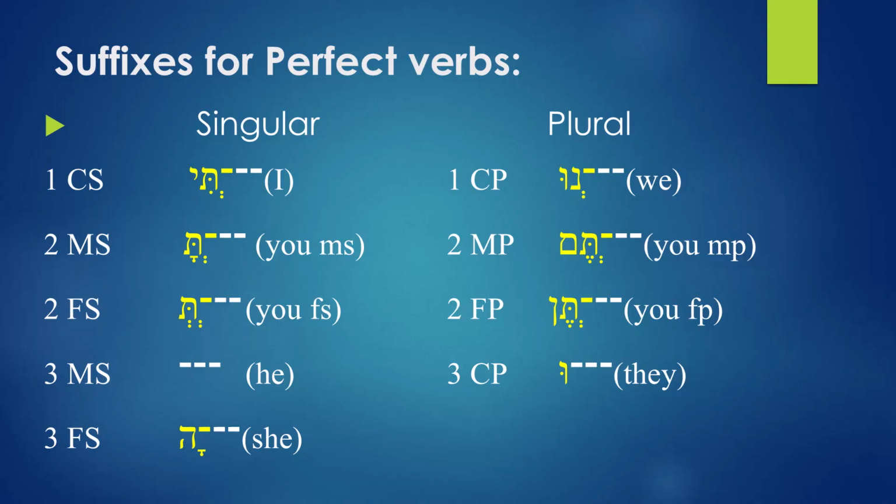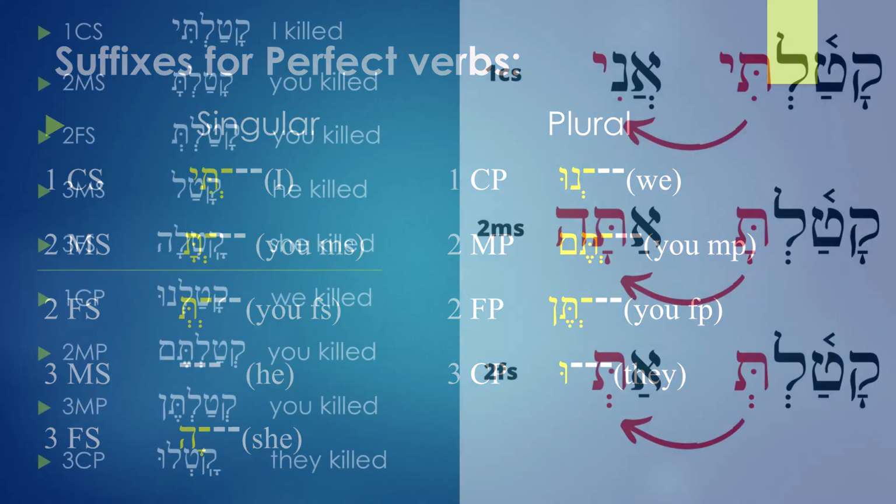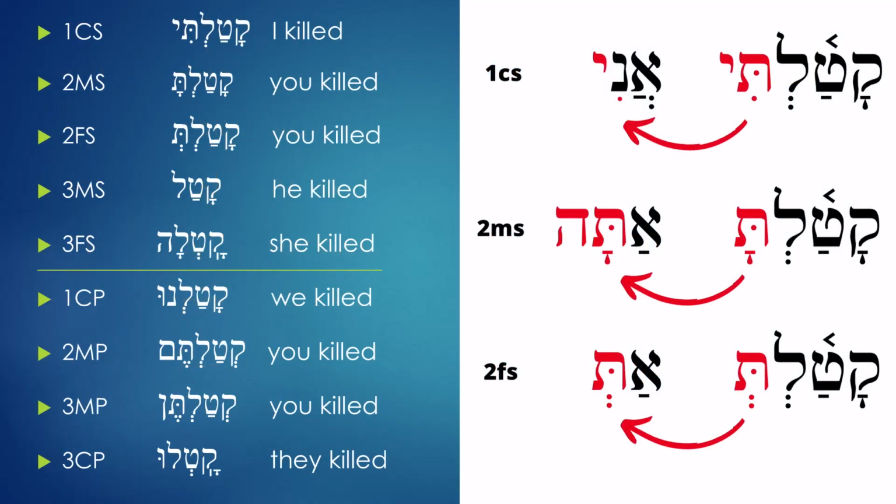For now, know that these are the suffixes for the perfect verbs, and these are the ones that are added at the end of the verb form to form a perfect verb. That's important. Let's look at how the perfect conjugation is built. Again, don't master the paradigm yet. I'm going to tell you when to do it. For now, just understand how the perfect conjugation is built.